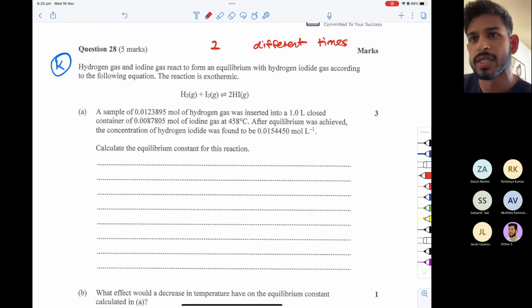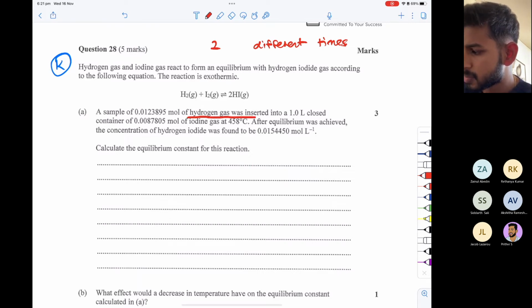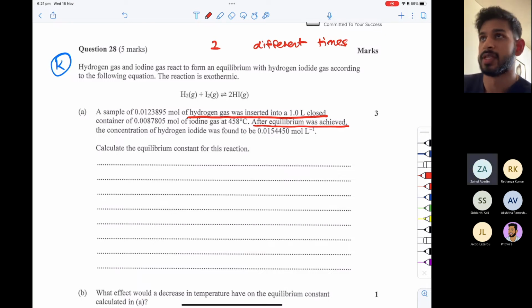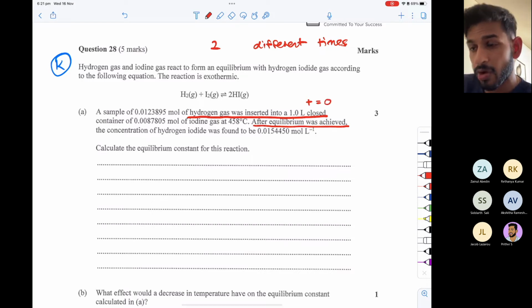So, Zeno, reading this question, where are the 2 different time points you're given? Zeno, I've highlighted 2 different time points. Can you just explain to the class what the 2 different time points are? Is it one before equilibrium is achieved and one's after equilibrium is established? Good.